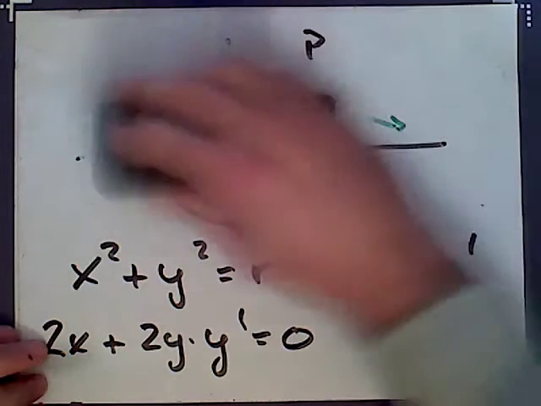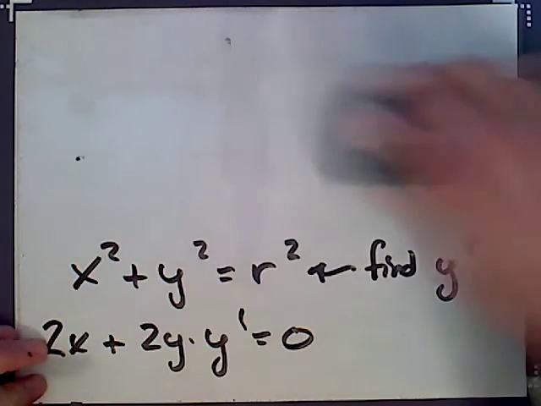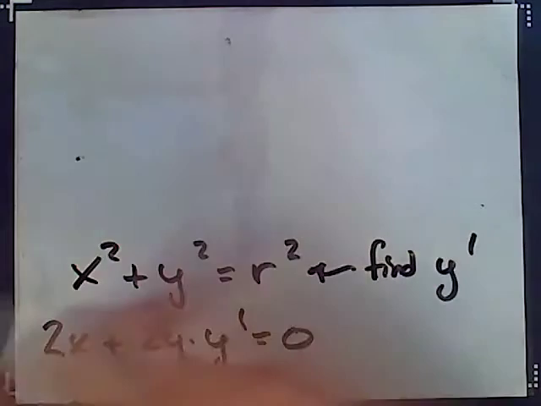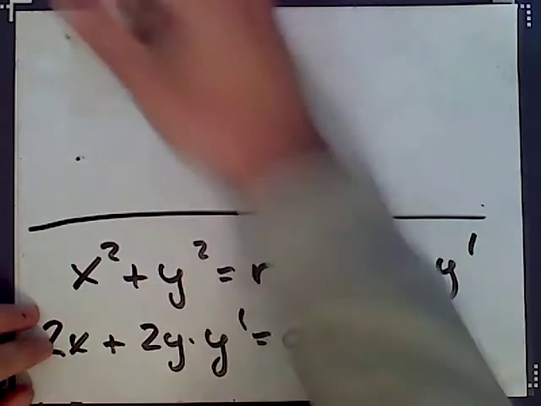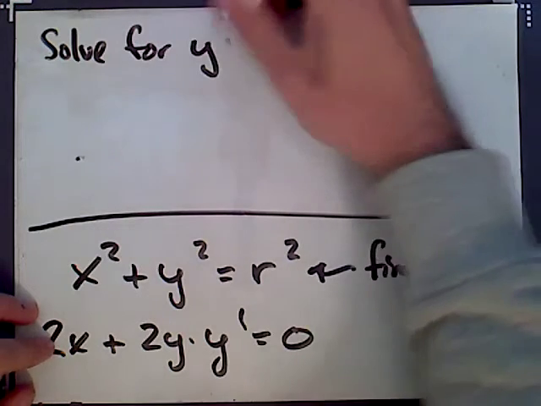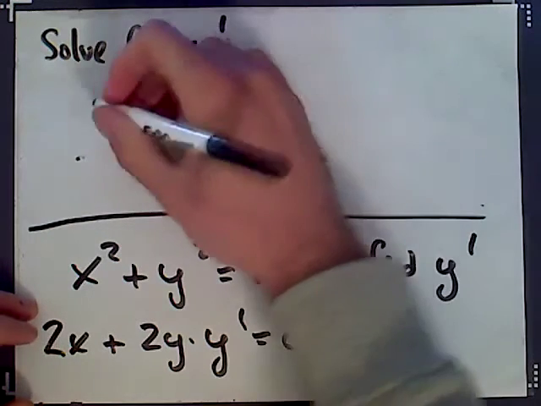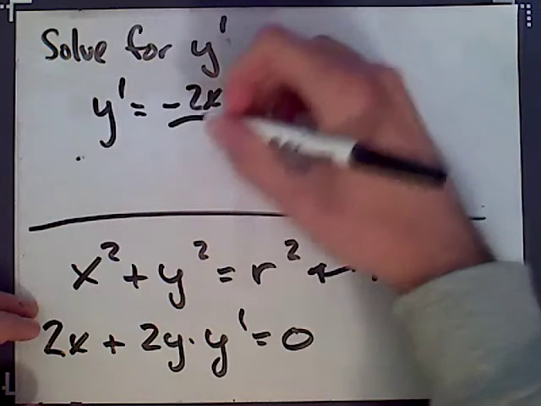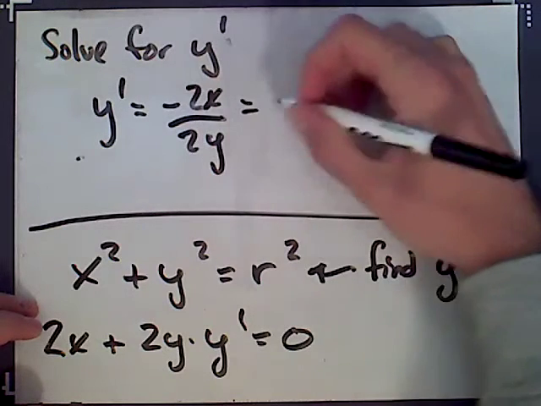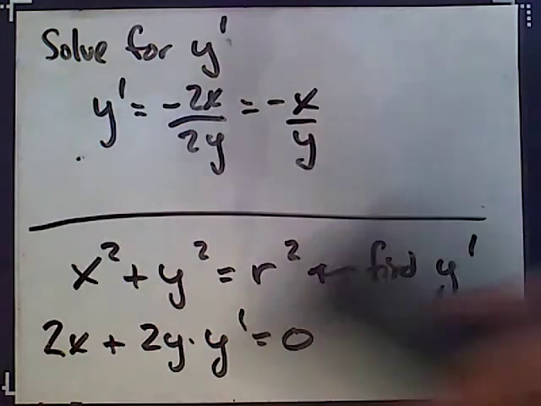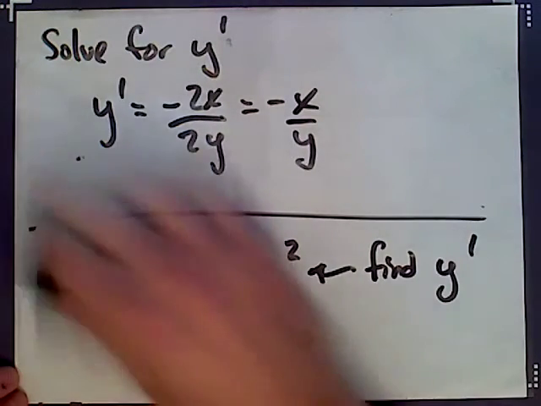I'm going to erase this picture here. Now we need to solve for y prime. And we get that y prime equals negative 2x over 2y, which is negative x over y. Now we have an expression for y prime.